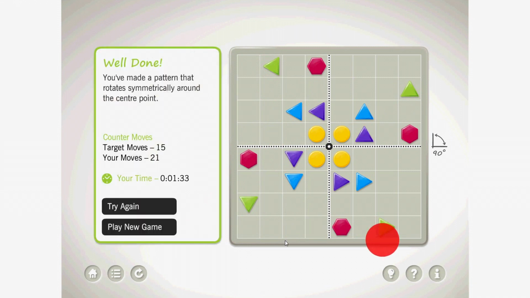The well done screen came up as summary of how he got on. His target moves were 15, so he could have done that in 15 moves. He did it in 21, and not by placing any of the counters in the wrong place, but by simply moving off some of the counters without orientating them into the right position, or the right orientation, I should say. So his time was 1 minute and 33 seconds, and you can see I've just paused it exactly where there's a little dwell point in the bottom right hand corner.